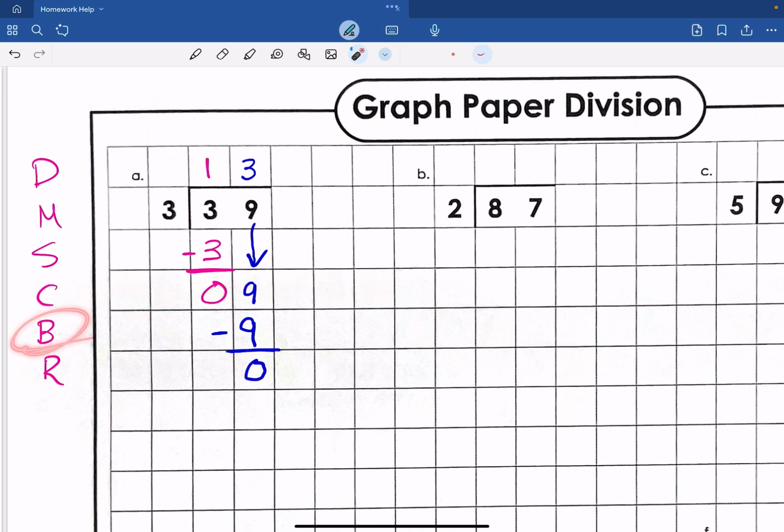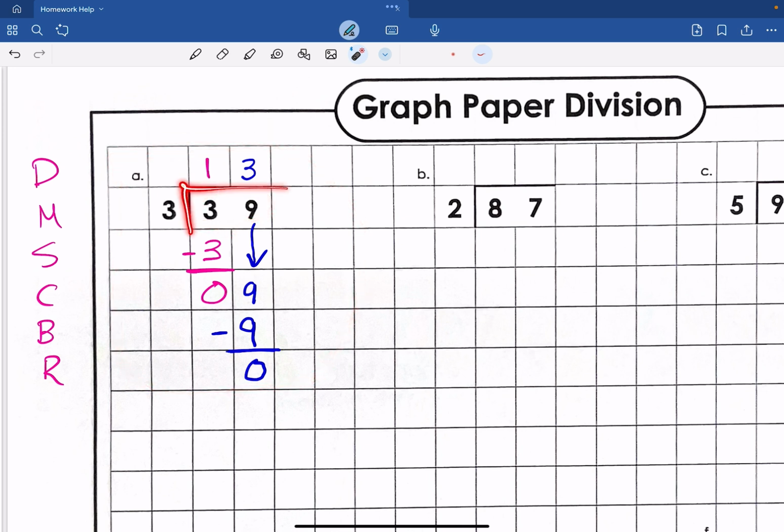Let's look at bringing down. Do I have anything left that I can bring down? No. There's nothing here to bring down, so now I'm ready to move on to remainder. This 0 is the remainder. If there was a different number here, like a 1 or a 2, then that would be the remainder. But because it's a 0, I'm not going to write R0, because 0 isn't adding or taking anything away. We just ignore it. So there's no remainder. We are done with this first problem.